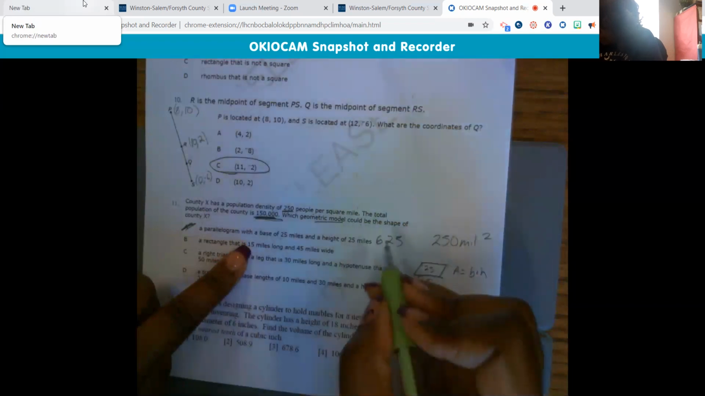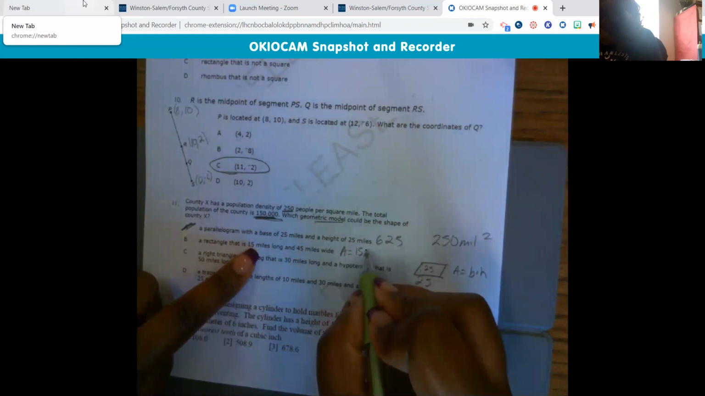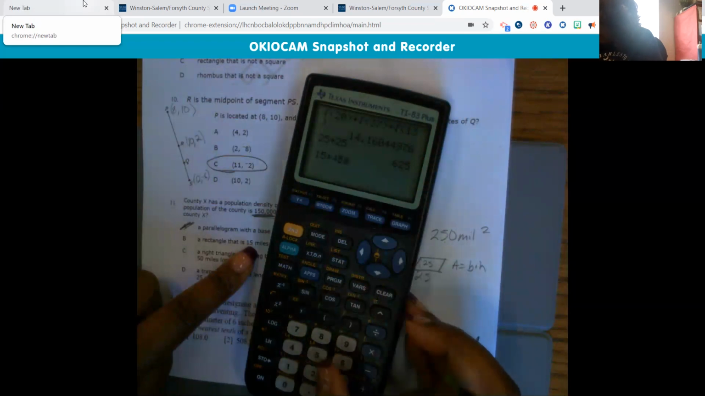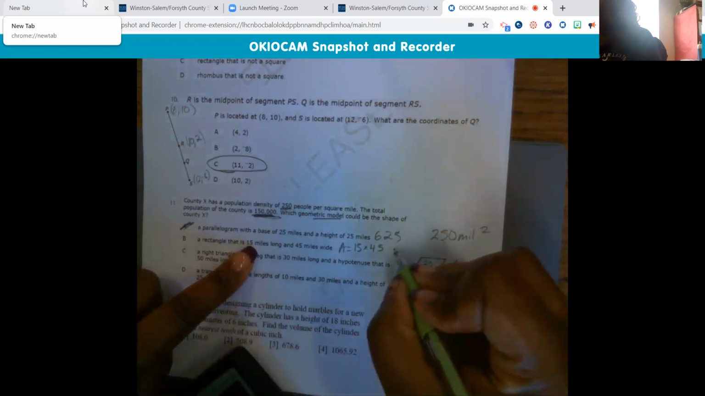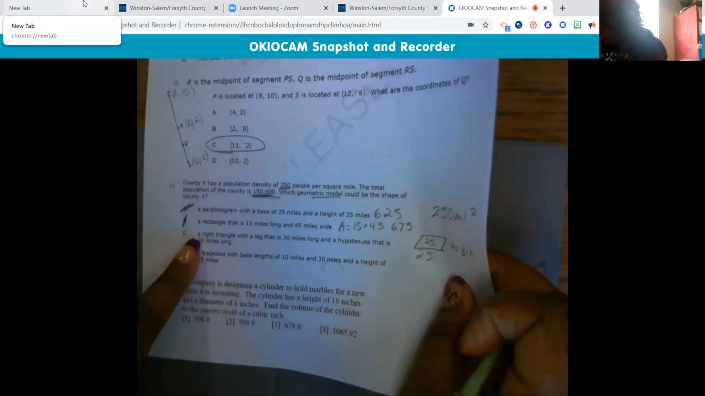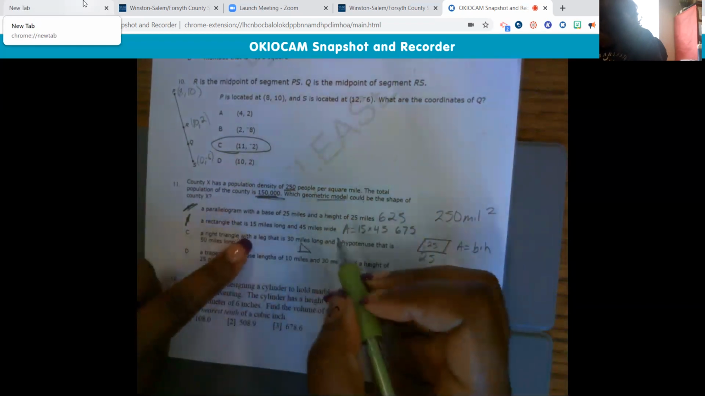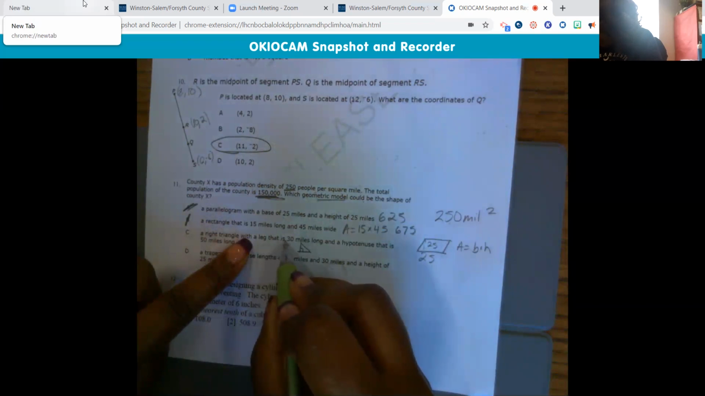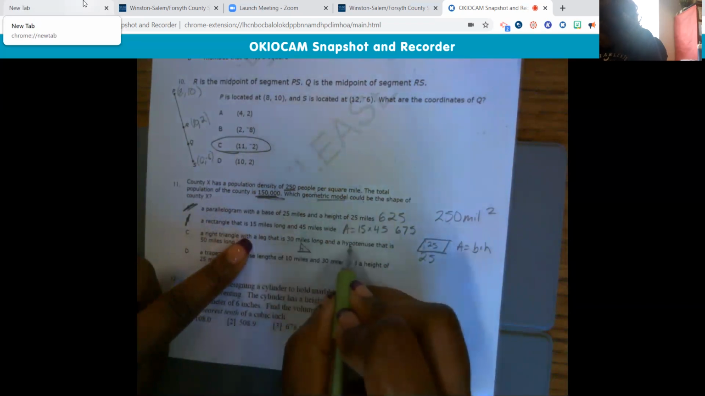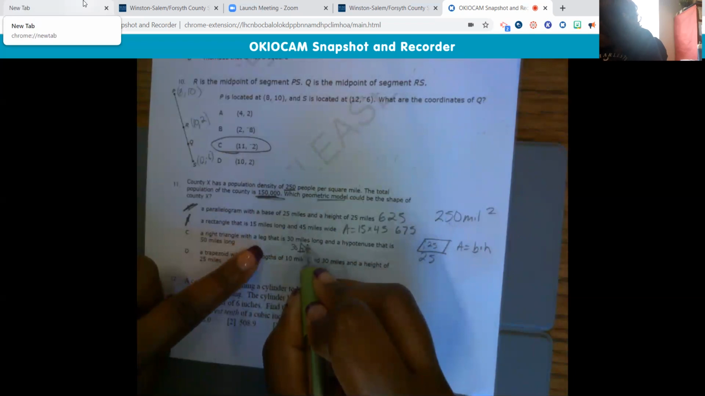Rectangle, length times width. So this length times width would be 15 times 45. 15 times 45. That gives us 675. Ooh, that's not it either. All right, so a right triangle. So this is a right triangle here. It says where the leg is 30 and the hypotenuse is 50. So your leg is 30, and your hypotenuse is 50.